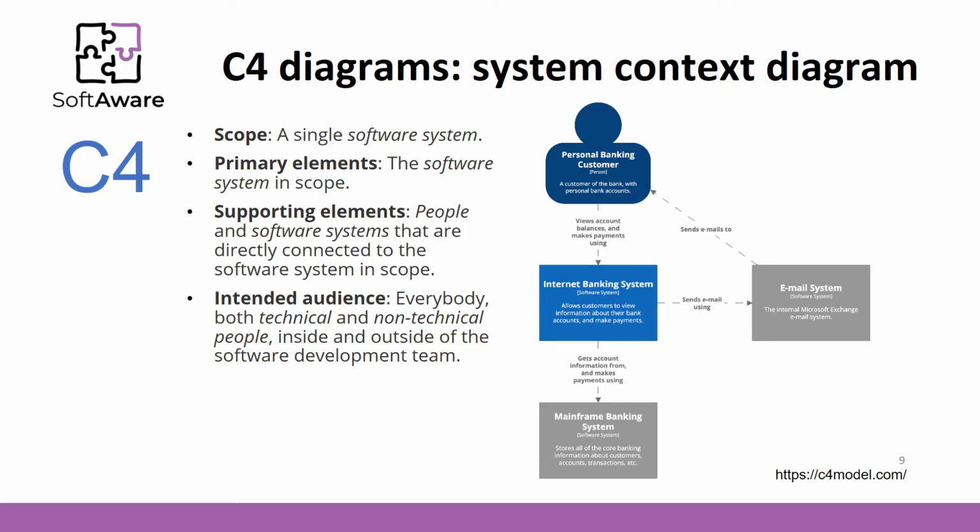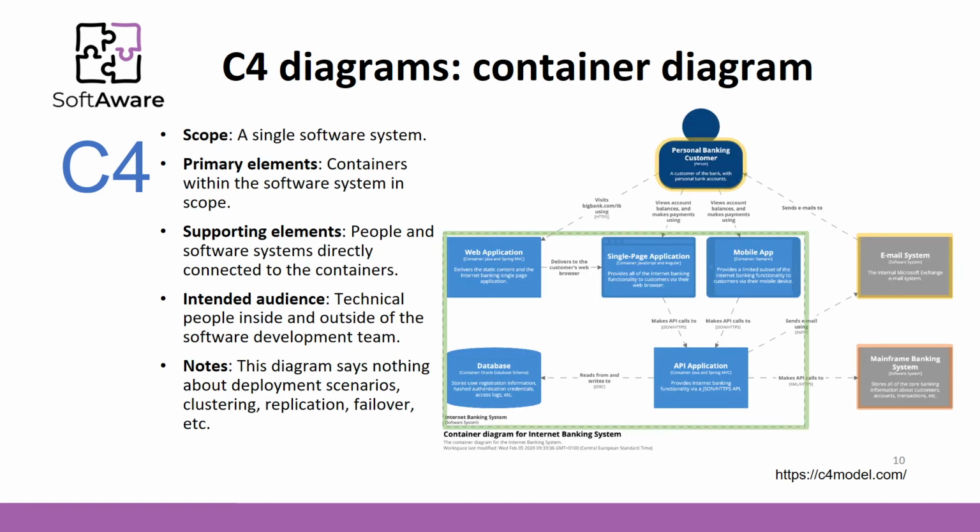In this slide, the internet banking system is presented that is used by a bank client. A customer can view all the information he needs and send that information to his email. Also, this banking system uses the mainframe banking system where all data is stored. Moving on, we can see that our banking system has a mobile app, single-page application, website, API application, and Oracle database. Only the API application interacts with an email system and mainframe banking system.